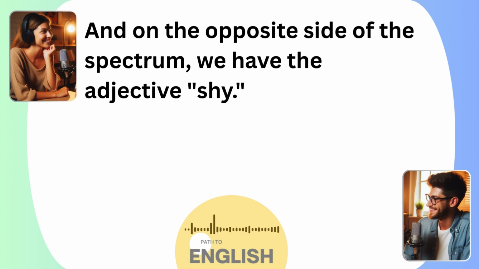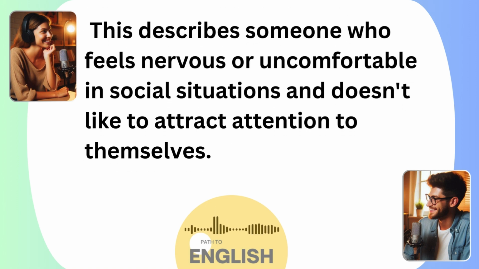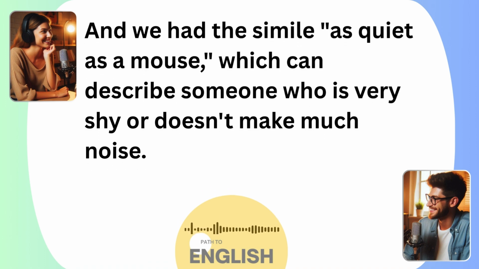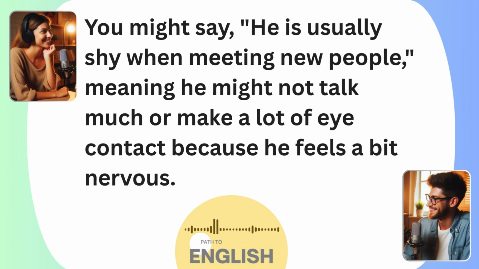And on the opposite side of the spectrum, we have the adjective shy. This describes someone who feels nervous or uncomfortable in social situations and doesn't like to attract attention to themselves. And we had the simile as quiet as a mouse, which can describe someone who is very shy or doesn't make much noise. You might say, he is usually shy when meeting new people, meaning he might not talk much or make a lot of eye contact because he feels a bit nervous.